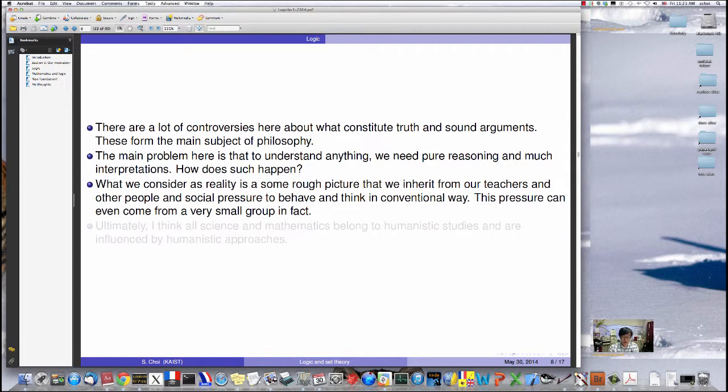Ultimately, I think all science and mathematics belong to humanistic studies and are influenced by humanistic approaches. Logic as currently studied follows one such choice of thought. I don't really believe it's the whole truth, but it's very close to it.